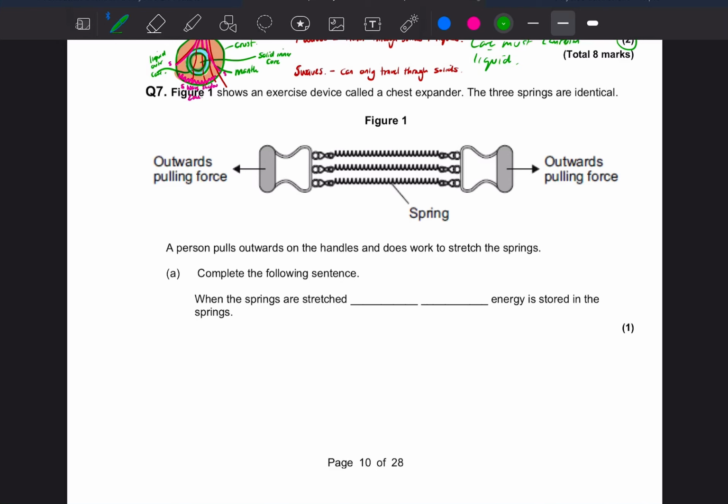Okay, question 7. So we've got an exercise device called the chest expander, and this one is about springs. So this one is going to be about stretching and compressing springs. Complete the following sentences. When the springs are stretched, something energy is stored in the springs. So that's paper 1 content, and we're looking for the words elastic potential.